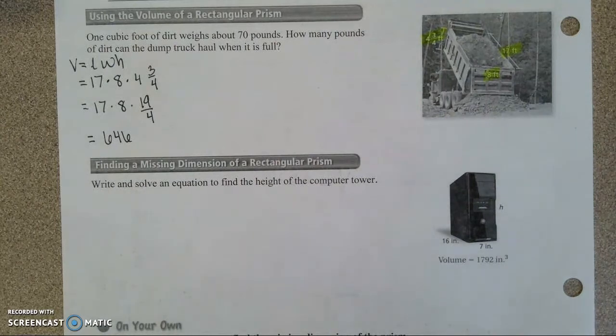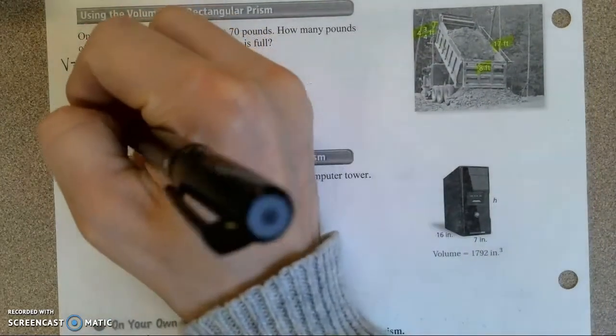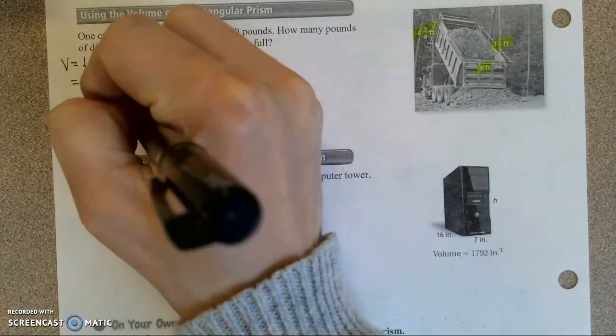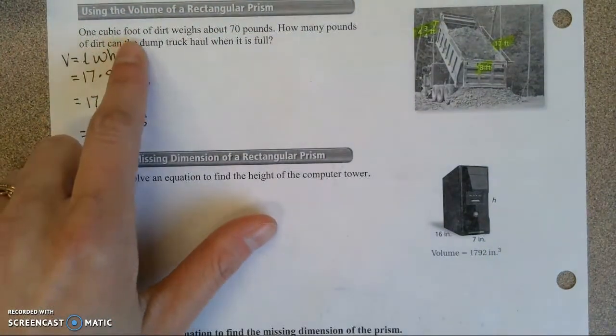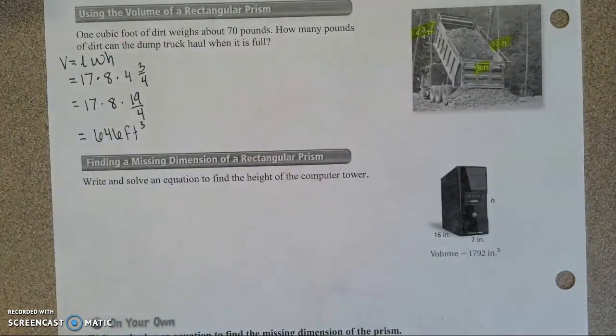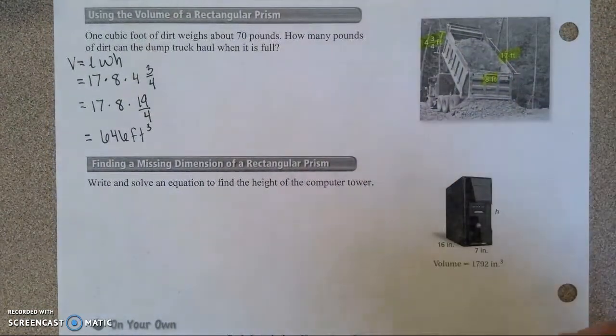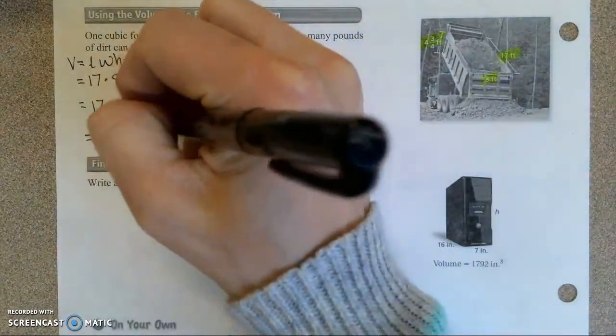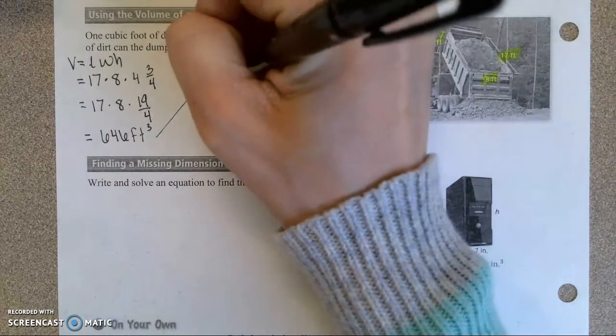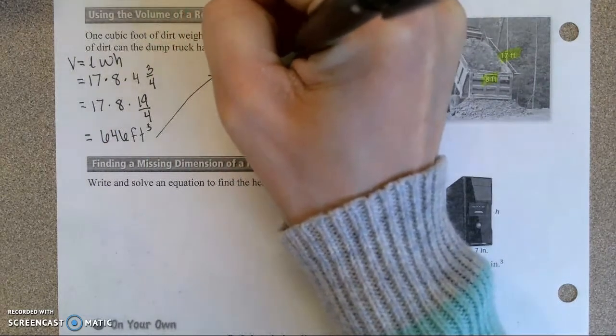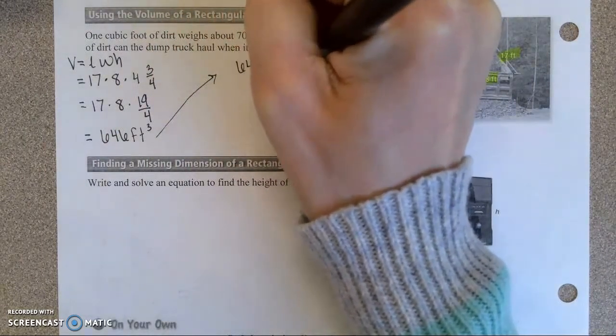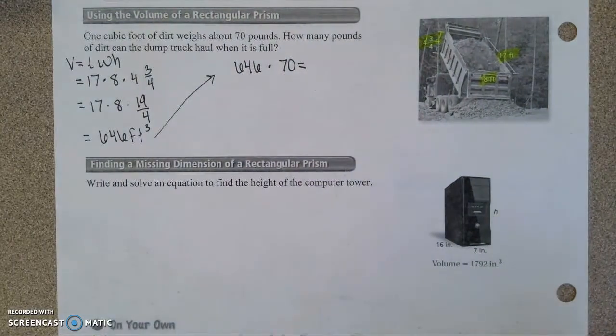That tells me the volume, 646, that's cubic feet. But up here it says that 1 cubic foot of dirt weighs 70 pounds. So we want to know how much that dump truck can carry. So now I'm going to take that 646 and multiply it by the 70 pounds. So again, you may want to go ahead and type that into your calculator now. You could also just work out 646 times 7 by hand and then just add a 0.